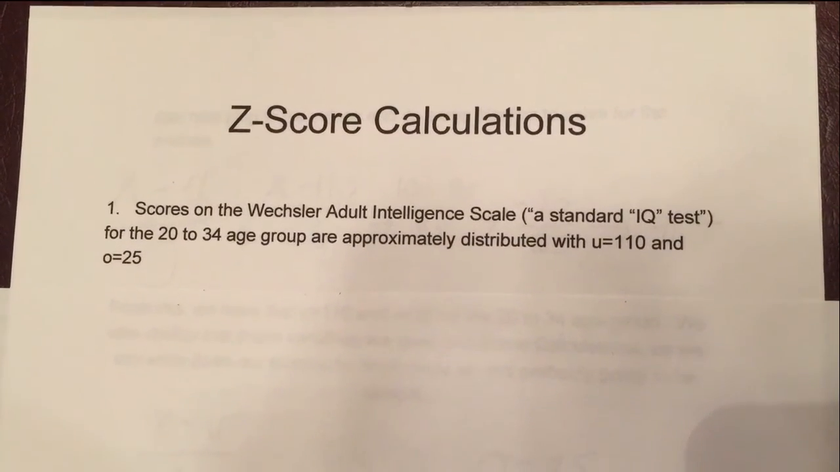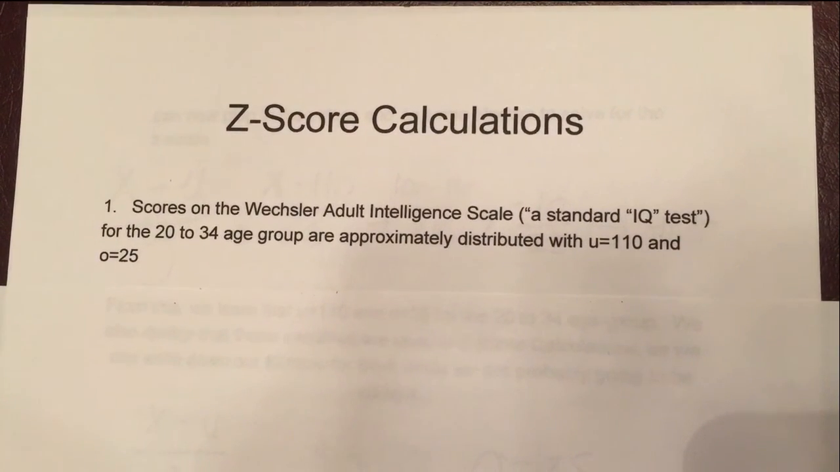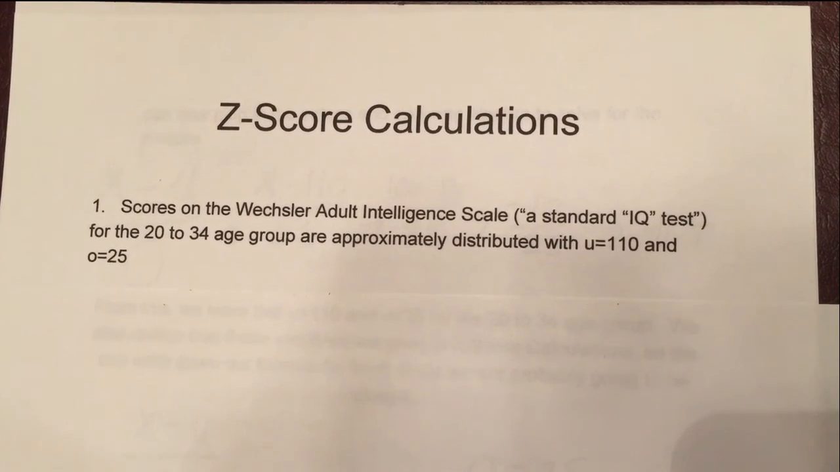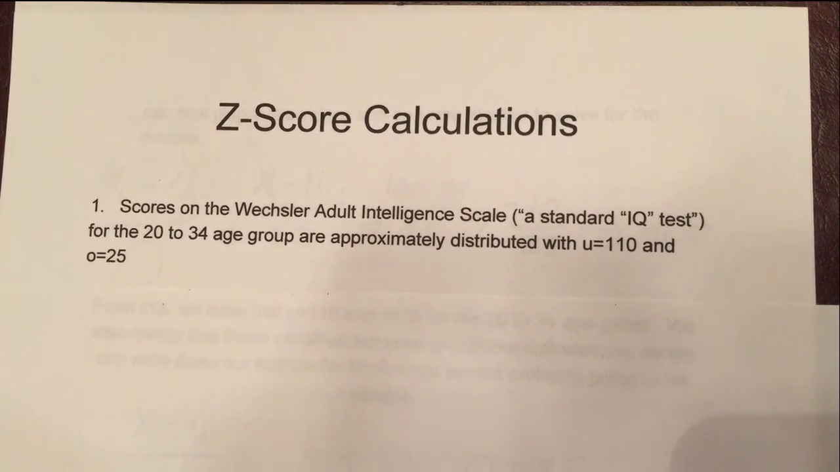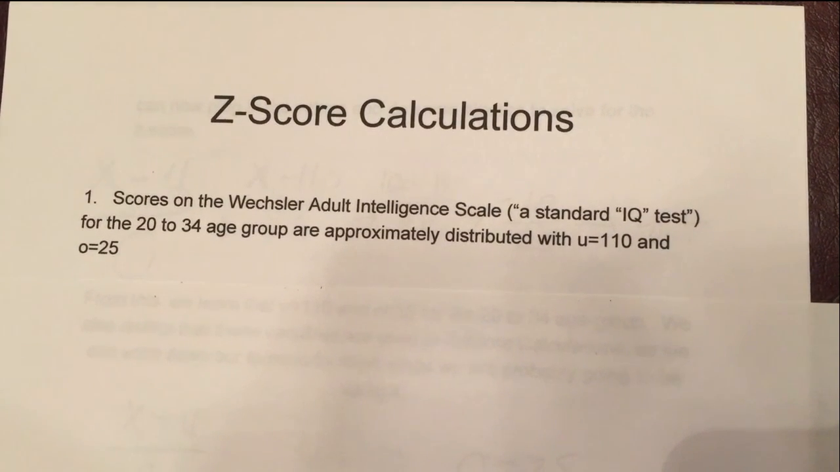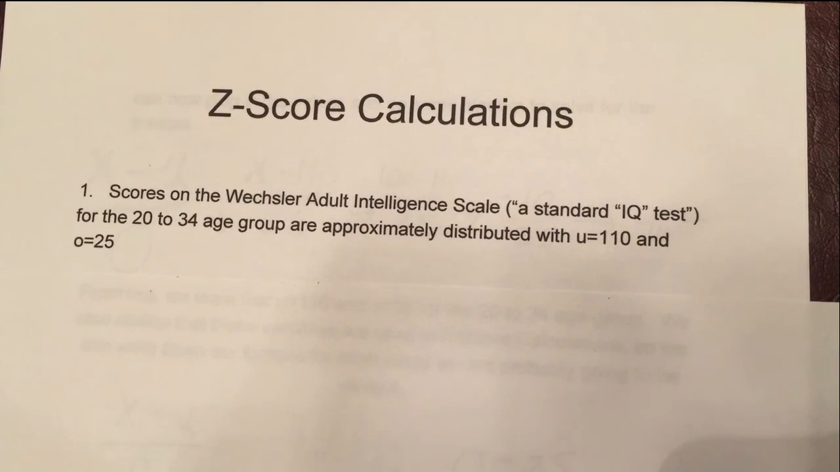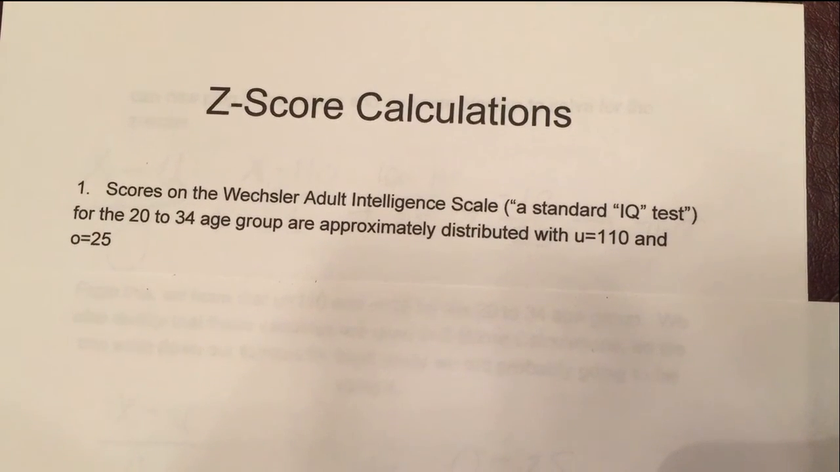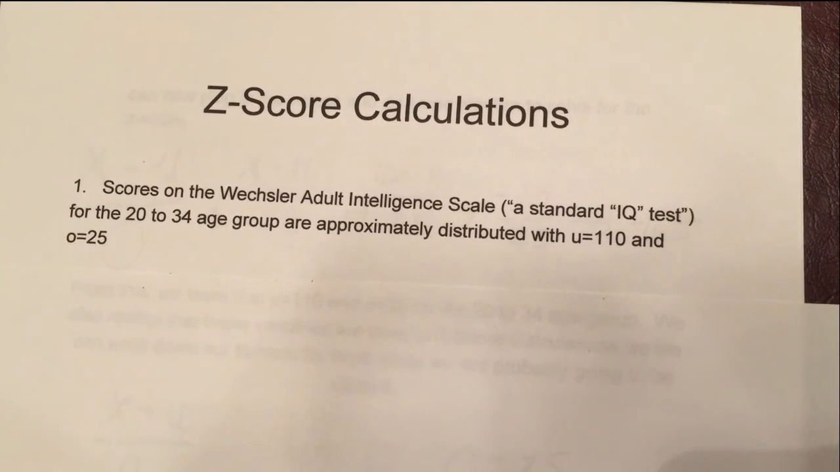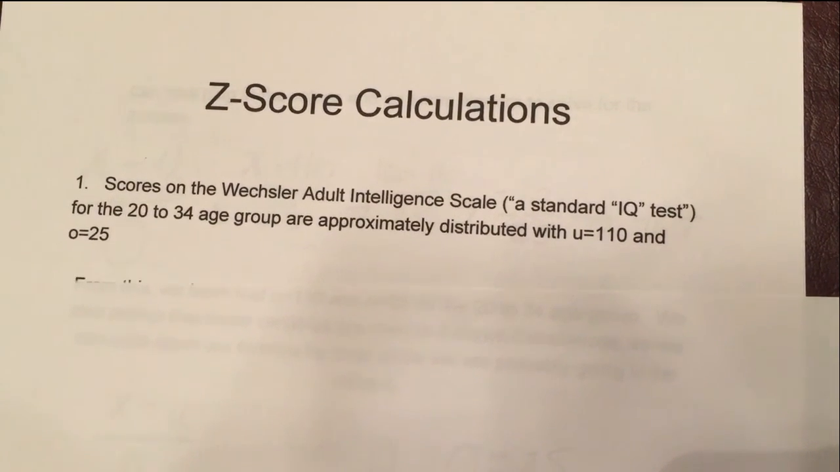Today we'll be learning z-score calculations. Now the question says, scores on the Wechsler Adult Intelligence Scale, aka a standard IQ test, for the 20 to 34 age group are approximately normally distributed with μ equaling 110 and σ equaling 25. Now μ is the mean in this scenario and σ is the standard deviation.